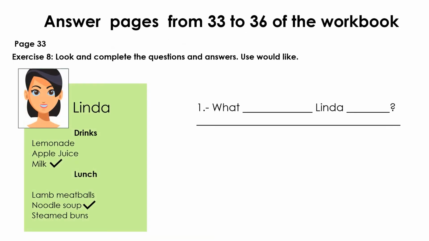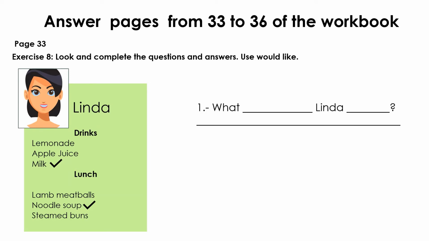Now we are going to work with the workbook. We are going to answer pages from 33 to 36. Page 33, exercise 8. Look and complete the question and answer. Use would like. Okay, here we have information about different people.